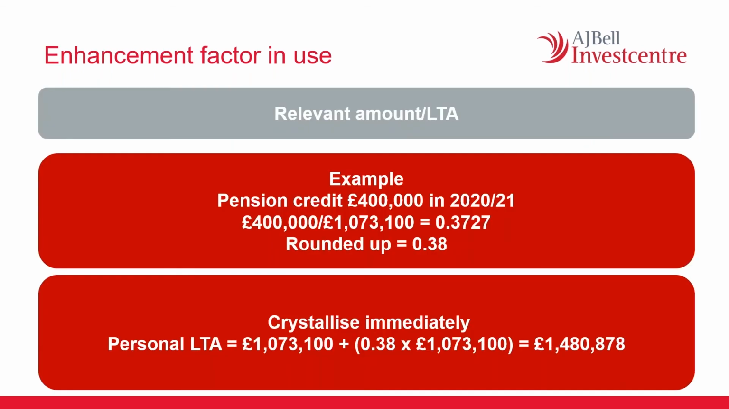Turning to enhancement factors then. So we talked earlier about how you get the enhancement factors and how you calculate the relevant amount, and I used this example before. So somebody who had a pension credit of £400,000 in this tax year, you would work out the factor based on the current lifetime allowance, so you get an enhancement factor of 0.38. If they then wanted to crystallise immediately, they wanted to take their benefits, you would apply that enhancement factor to this year's lifetime allowance. And so they would have a lifetime allowance of 1,480,878. So if they're doing it a few years in the future, it'll just be against whatever the standard lifetime allowance is at that time.